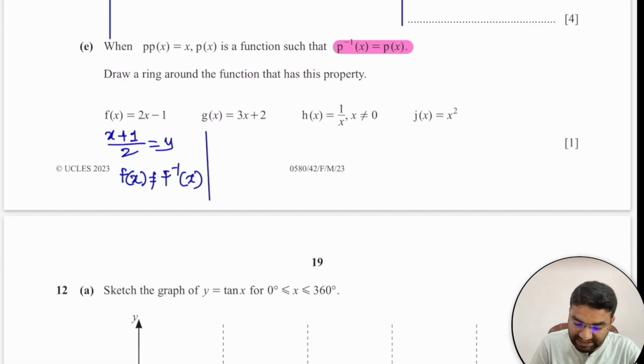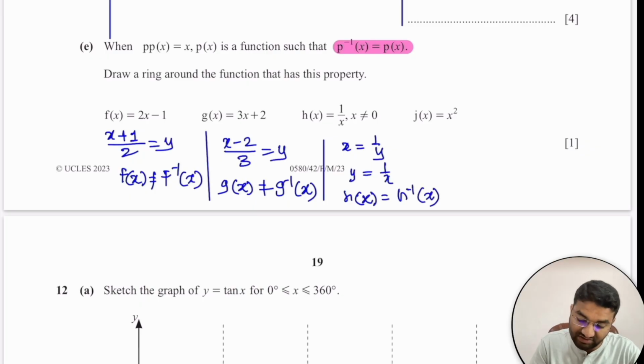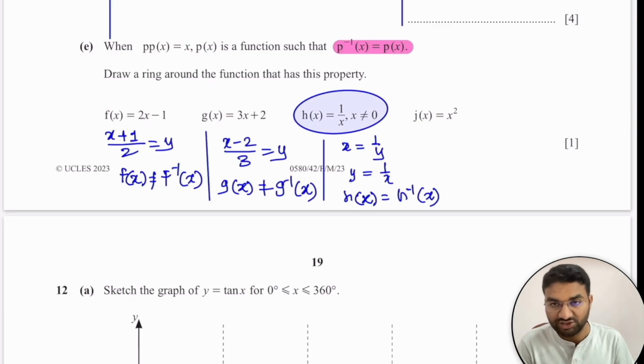Then second one we will check it. You can find out firstly F inverse of x for all of the given function. Then here G inverse x minus 2 upon 3 is equal to y. So this is also not, G of x not equal to G inverse of x. Then third one is h of x is 1 upon x. So x is equal to 1 upon y, and y you will get 1 upon x, means h of x is equal to h inverse of x. So this is the function having the property that h inverse of x is equal to h of x.